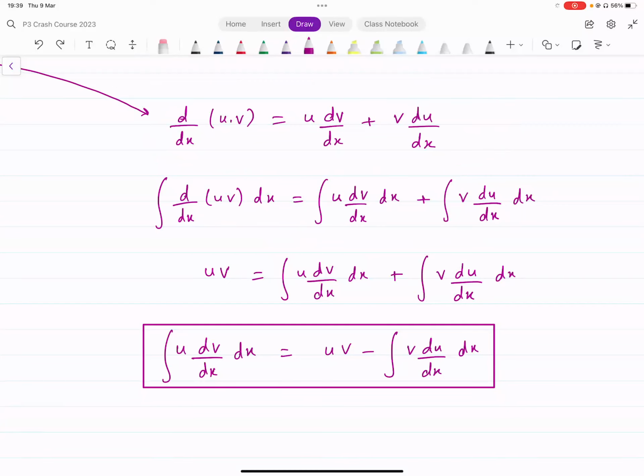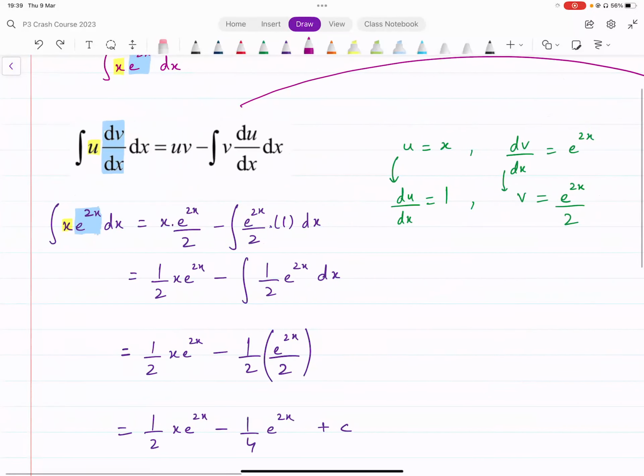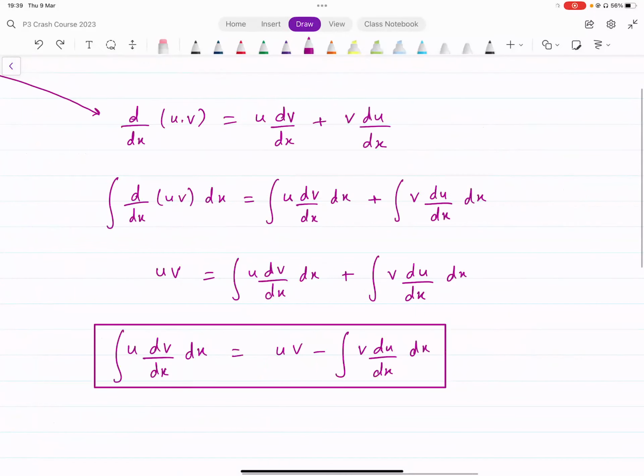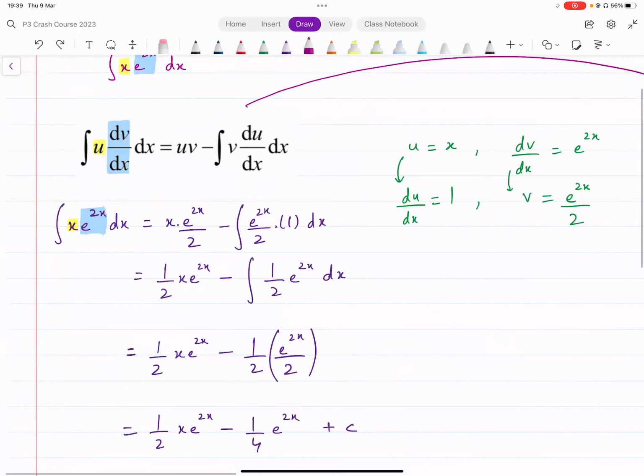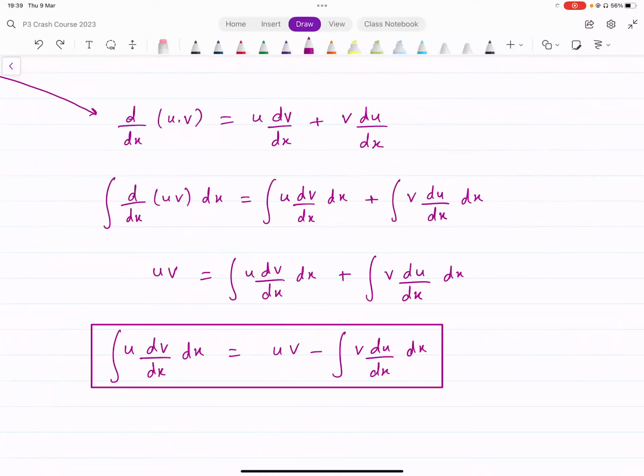So from the product rule of differentiation, if we just integrate the whole expression and rearrange it, we get this integration by parts formula: the integral of u into dv over dx is equal to u times v minus the integral of v into du over dx with respect to x. Now, one of these expressions is u and the other is dv over dx. Since it comes from the product rule of differentiation, you sometimes write it in this form, and this is the form that is given in the formula sheet.